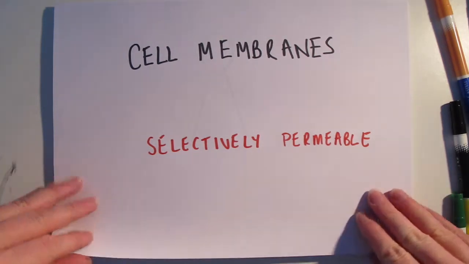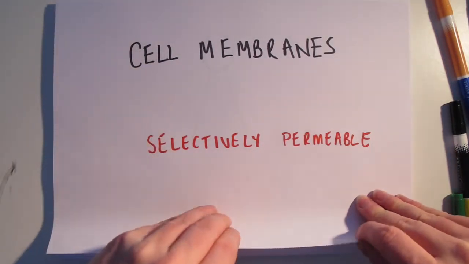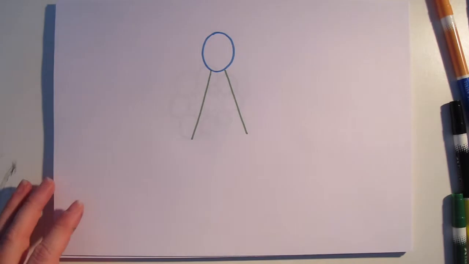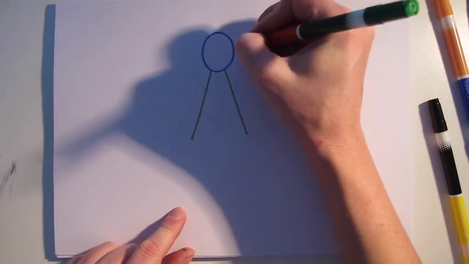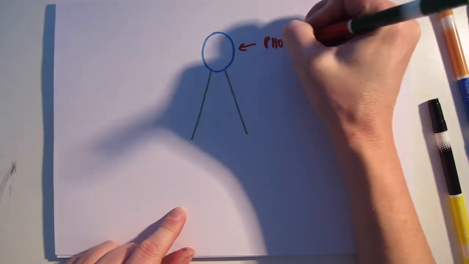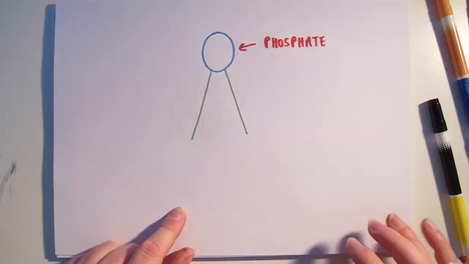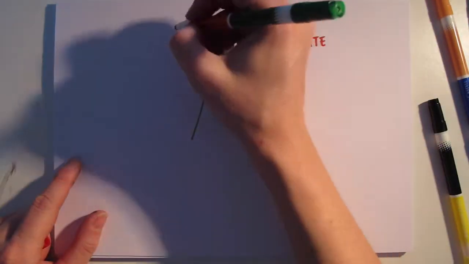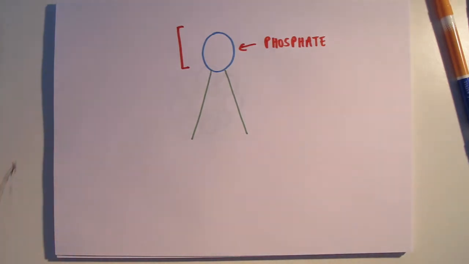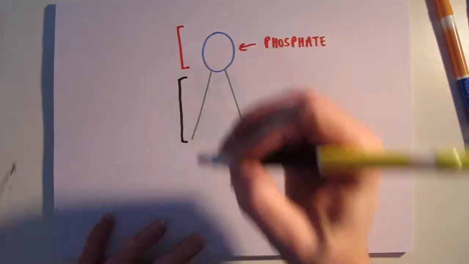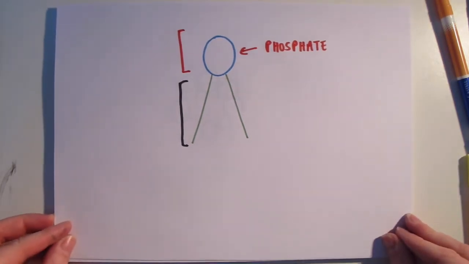The cell membrane is made out of phospholipids. These have the same basic structure as a triglyceride, except that one of the fatty acids is replaced by a phosphate group. This is the phosphate group, and that results in one end of the molecule being hydrophilic, this end here, and one end of the molecule being hydrophobic, this end here. Hydrophilic means water-loving, hydrophobic means water-hating.